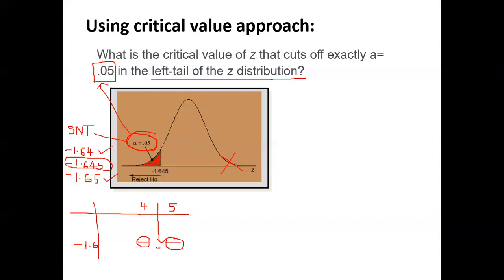This one, negative 1.645. Please try to find it in the standard normal table. So you will get the alpha value for 0.05 is negative 1.645. Okay, what is the next step?